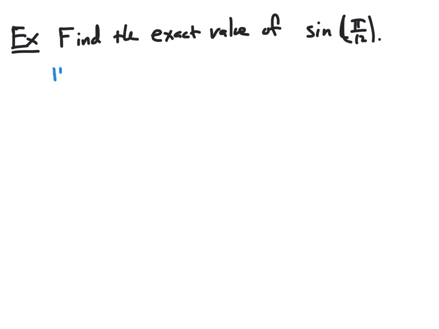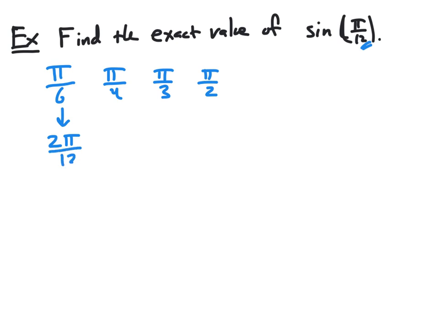We know that we have the common angles of pi over 6, pi over 4, pi over 3, and pi over 2. And typically, we will want to write our angle as a sum or difference of two of these four angles. What we can always do is rewrite each of these to have the same denominator as our given angle. So in this case, we want to write each of these as a fraction of pi over 12. And so we can do that here. We have pi over 6 is going to be 2 pi over 12. Pi over 4 is going to be 3 pi over 12. Pi over 3 will be 4 pi over 12, and pi over 2 will be 6 pi over 12.